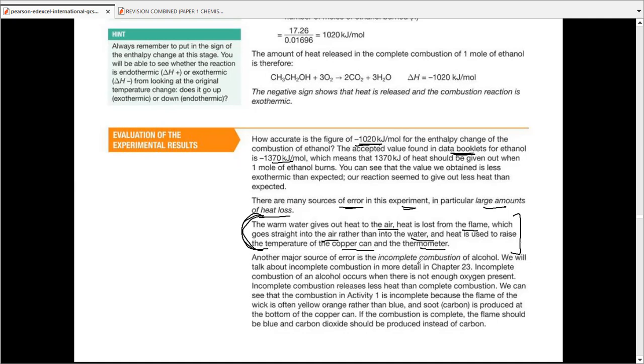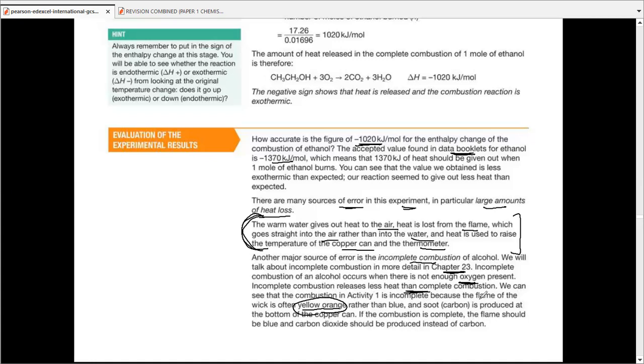Also, sometimes there is incomplete combustion of alcohol, which is really a part of another chapter. Sometimes we don't have enough oxygen. We don't release as much heat energy as we're supposed to. Instead, we get a yellow-orange flame. Sometimes you see a few things burning with a yellow-orange flame. This means we don't have enough oxygen.